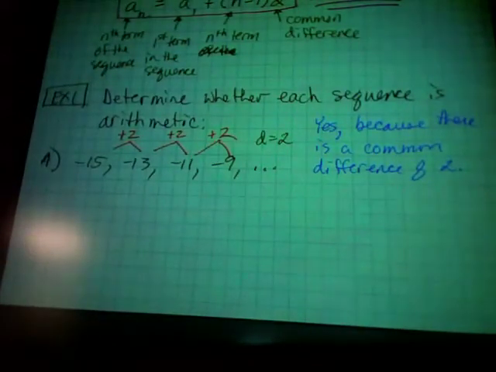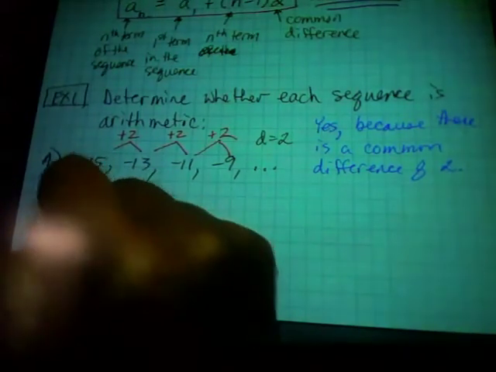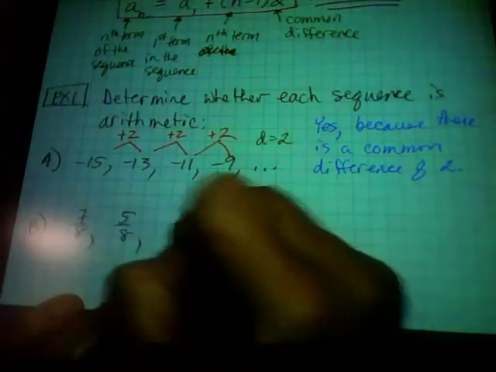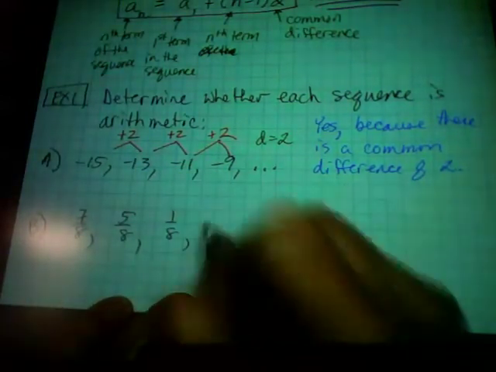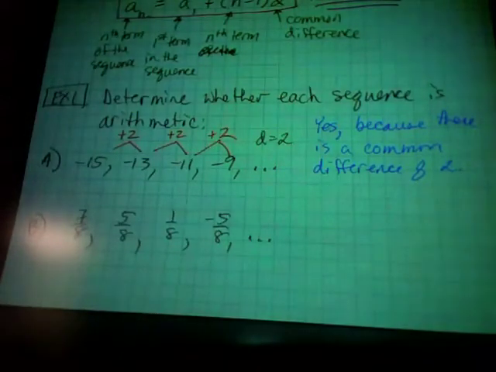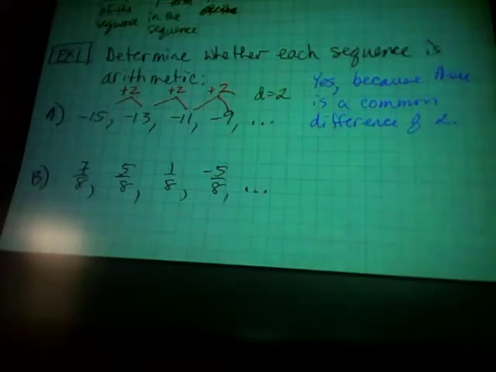So you look at the second one and justify why or why not. This time we have 7 over 8, 5 over 8, 1 over 8, negative 5 over 8, dot, dot, dot. You're not necessarily looking for a pattern. You're looking for a common difference. So write down what you think.